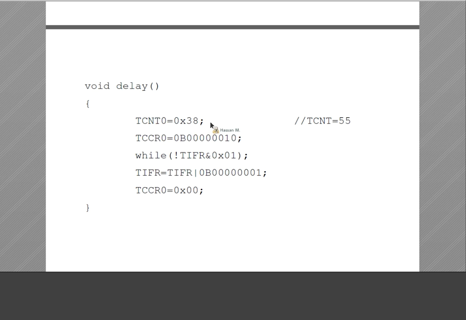T count is 38 in hexadecimal. What is it in decimal? This is T count, and this is the timer control register. Okay, what about T count? That means we start from 38 in hex.